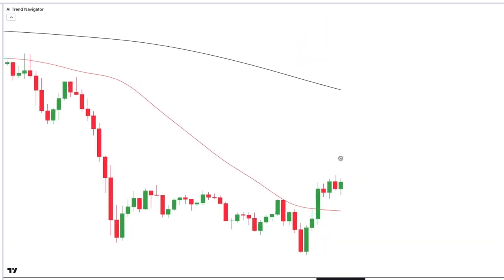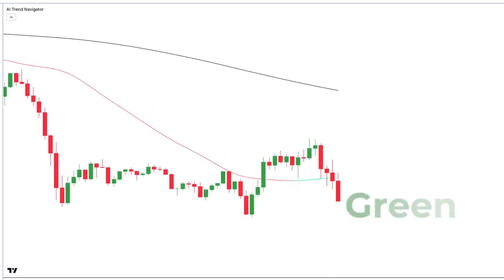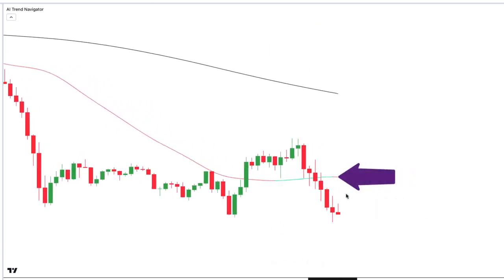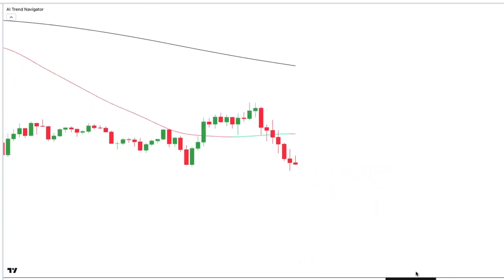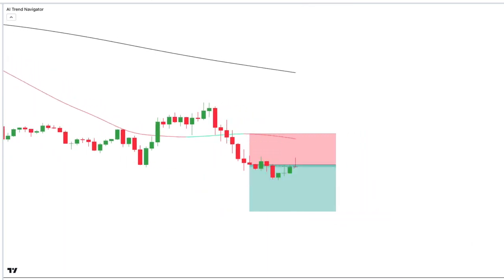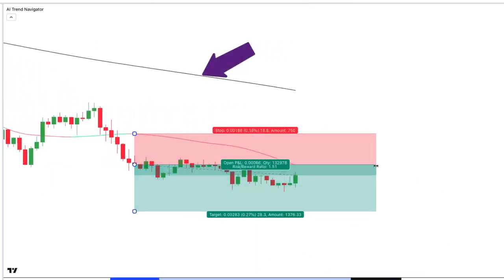And then we're going to identify a pullback by having this red line turning to green. And then as soon as it turns back to red, you enter your short position. And of course, you've got to ensure that during that pullback, the price doesn't break and close above the black moving average.